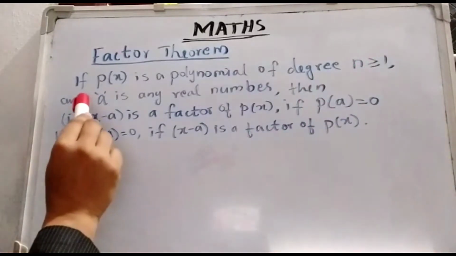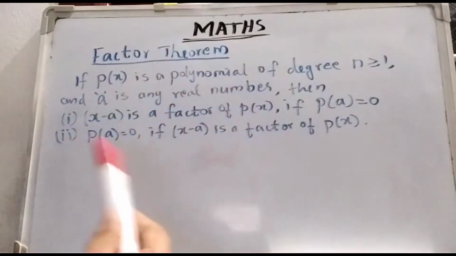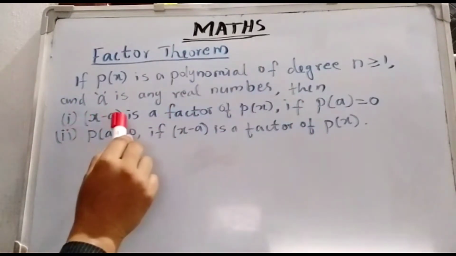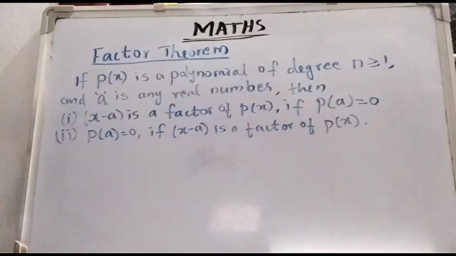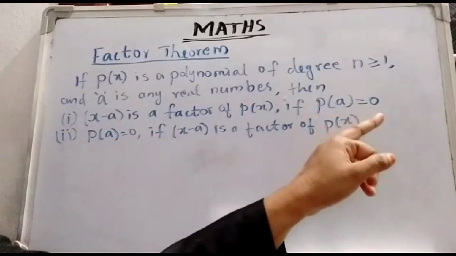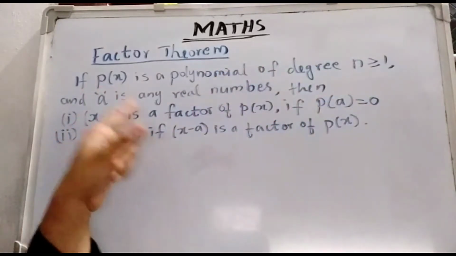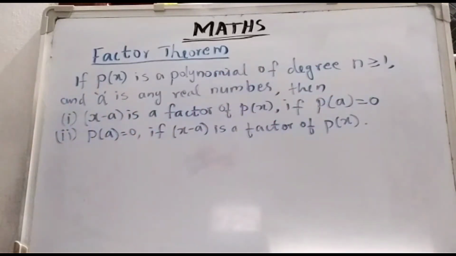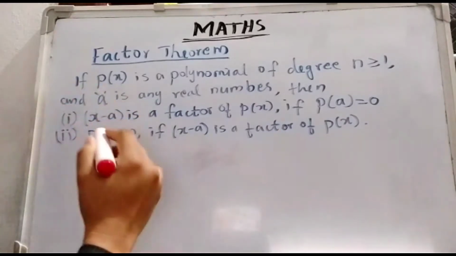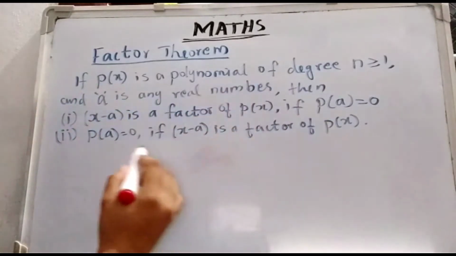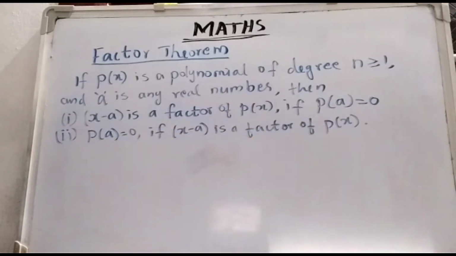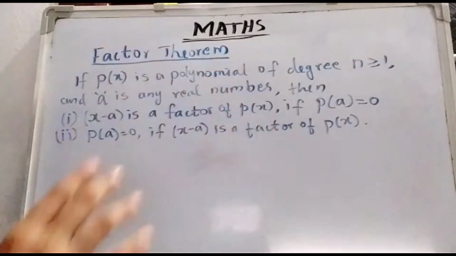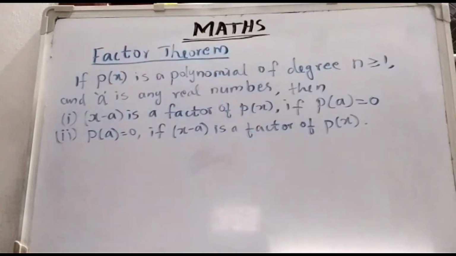Clear? And a is any real number. Then x minus a is a factor of p of x if p of a is equal to 0. If p of a is equal to 0, then x minus a is a factor of p of x. Clear? Second, just the opposite: p of a is equal to 0 if x minus a is a factor of p of x. Clear? Let's discuss this factor theorem using one example so you can quickly understand.